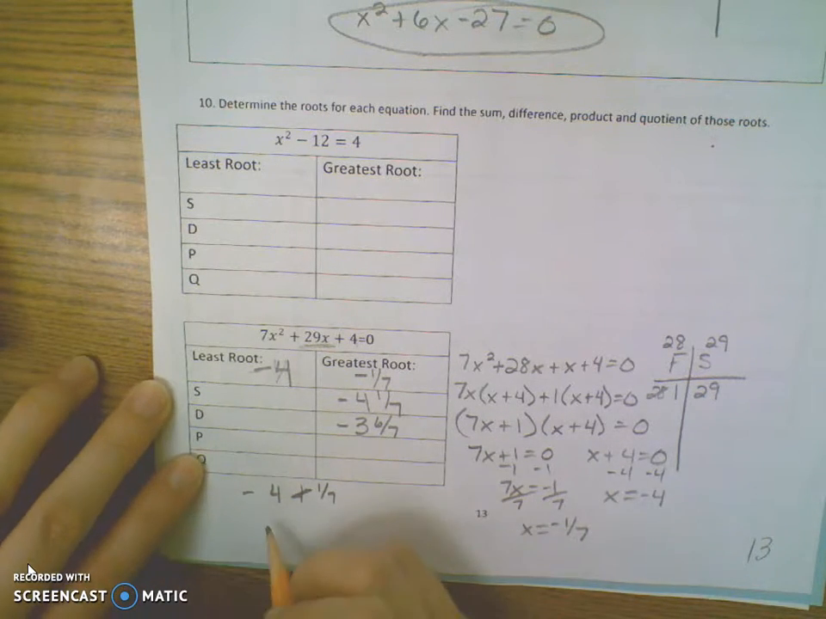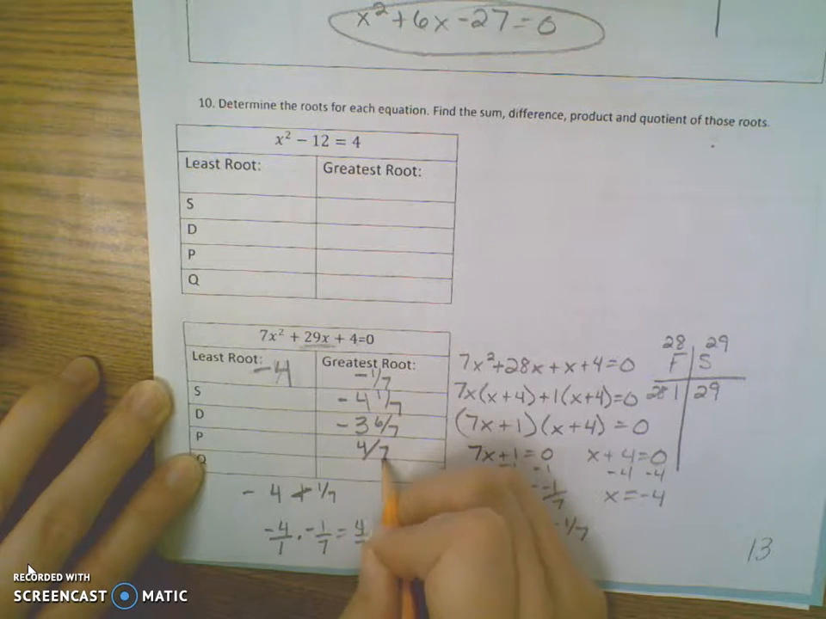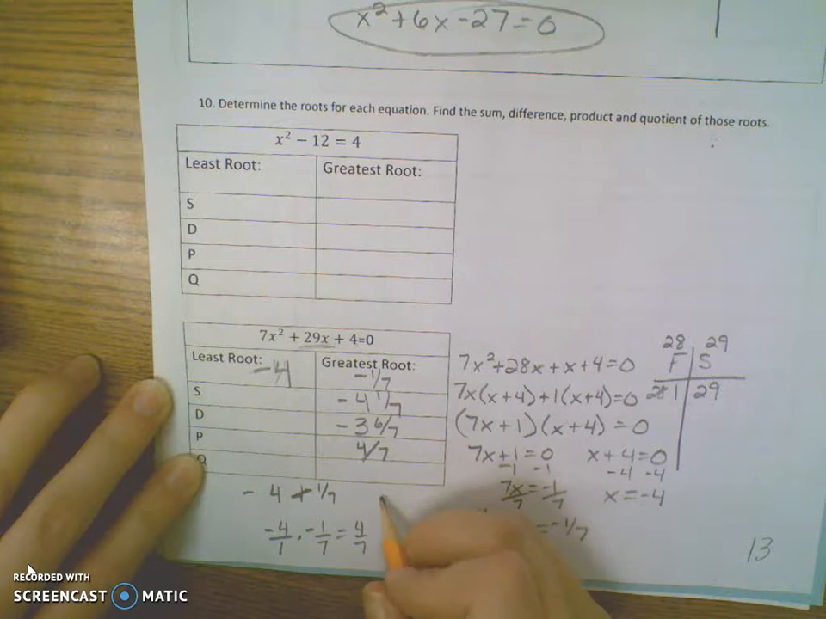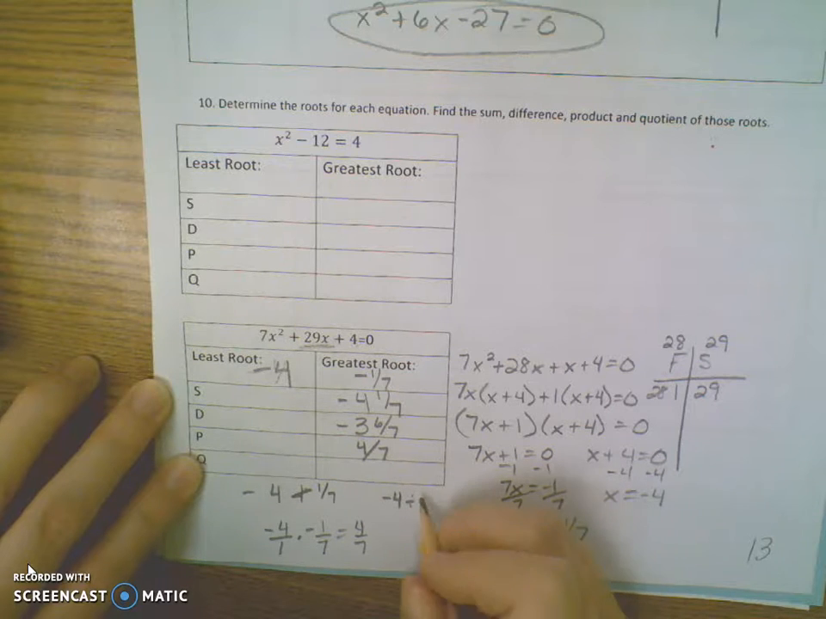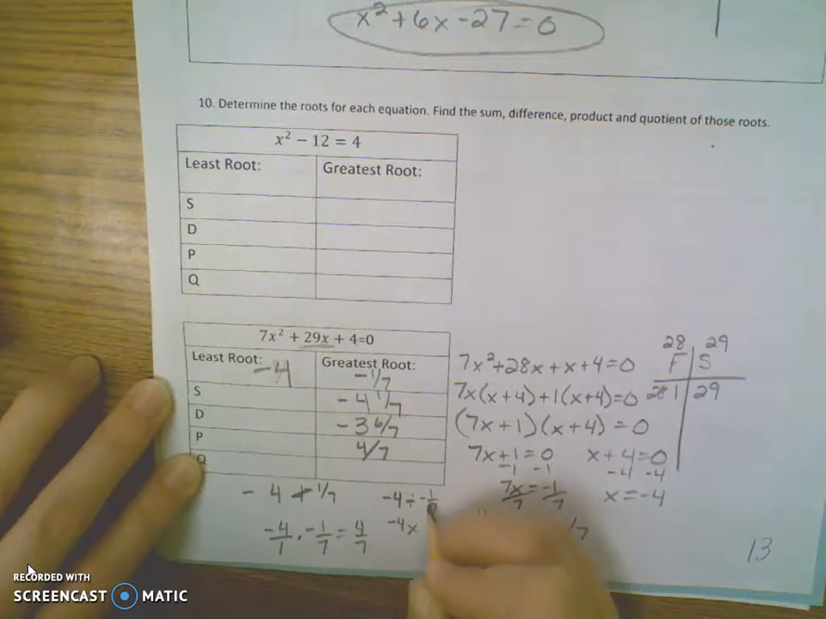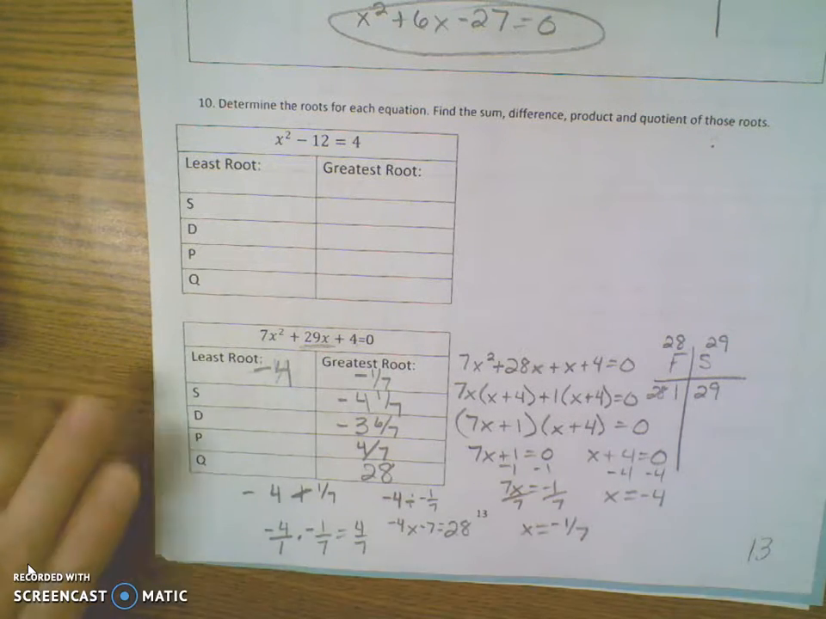If I do the product of them, that's -4 over 1 times -1/7, which is just 4/7. And then the quotient of those is dividing them. So I would take -4 divided by -1/7, which means -4 times the reciprocal of this, which is -7. And then -4 times -7 is positive 28. So my answer is positive 28.